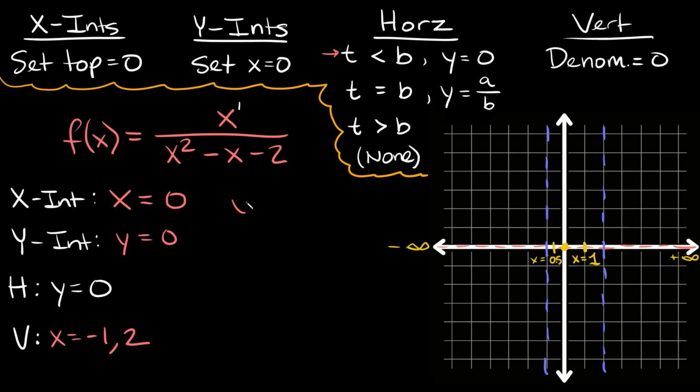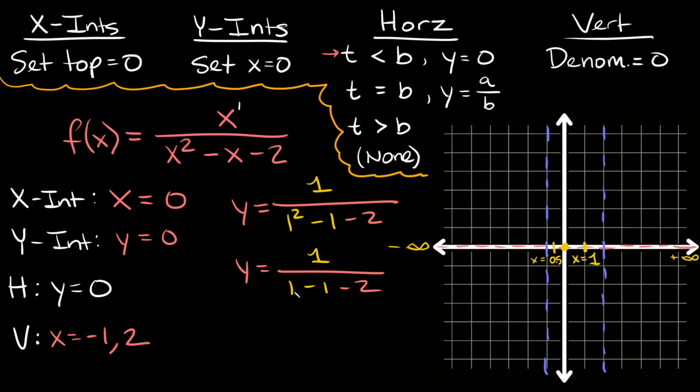So here we're going to say that y is equal to x over, but instead of x, right, we're going to plug in a positive 1, so we're going to say 1 over, and we're going to get 1 squared minus 1 minus 2. So here we'll get that y is equal to 1 over, let's see, 1 squared is 1, minus 1 minus 2. So 1 minus 1 is 0, and 0 minus 2 is negative 2. So here we get y is equal to 1 over negative 2. So negative 1/2, right? Or in other words, negative 0.5.